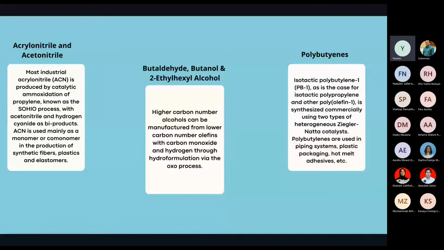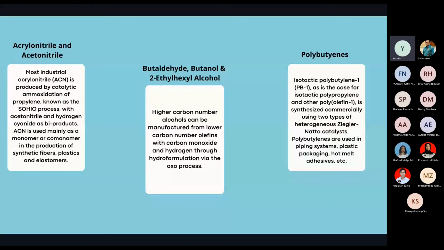And we have butylaldehyde, butanol, and 2-ethyl hexyl alcohol. Higher carbon number alcohols can be manufactured from lower carbon number olefins with carbon monoxide and hydrogen through hydroformylation by the oxo process. And then we have polybutanes.